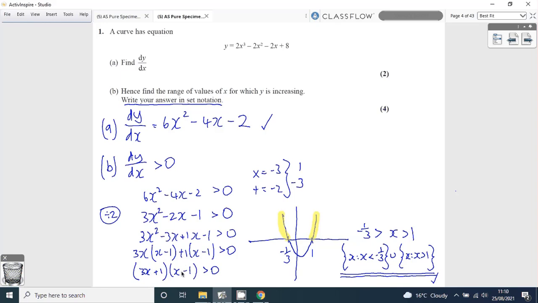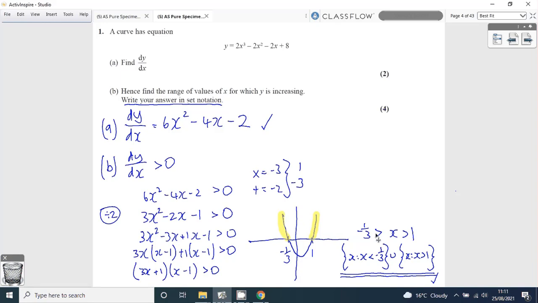Now, to help me gather my thoughts on the inequality, I've just drawn a little sketch to help me. So our solutions are at a minus a third and plus 1. This is a positive quadratic. 6x squared is positive, so it's going to be a positive parabola. Now, the solutions where it's greater than 0 are all the set of points above the x-axis. So it's these 2 sets of points that I've marked in orange.